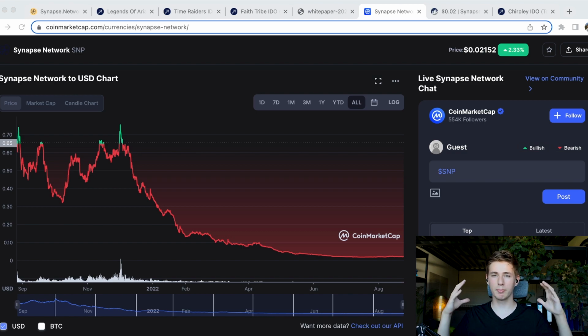So if you are bullish on the crypto market as a whole, it makes sense to be bullish on Synapse because there's potential in here. If you are very bearish on the market and you think for the upcoming months or years the market will stay bearish or get even worse, then you should not be bullish on Synapse Network because they're way too integrated with the market. If the market does bad, Synapse does bad. And you can disagree with me, but that is my personal view.